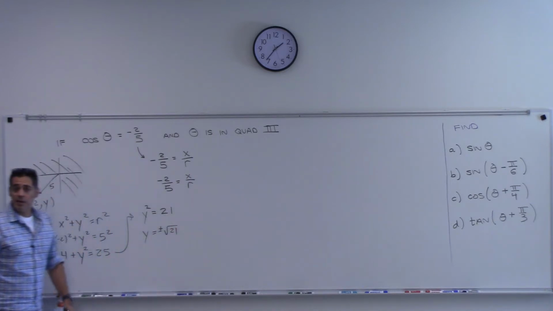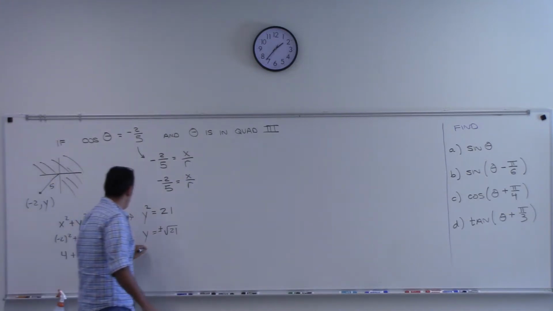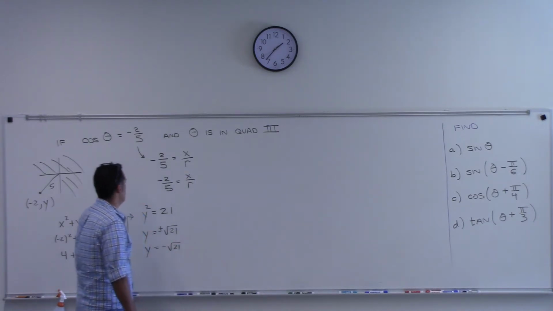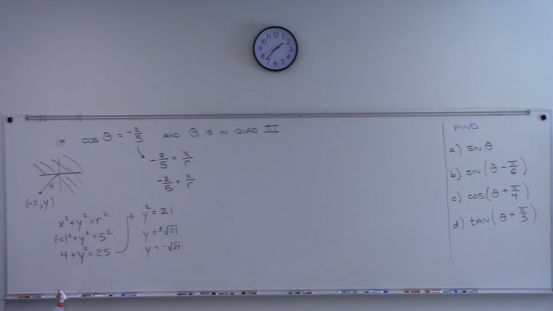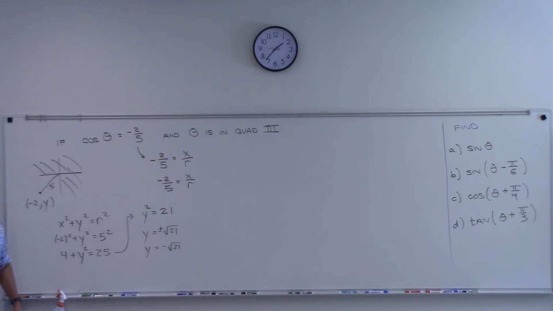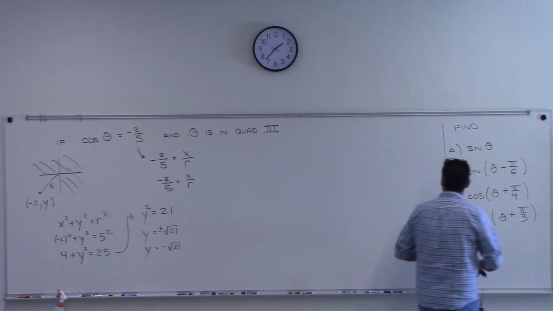And is it plus or minus? Negative, right? Because we are in quadrant 3, and in quadrant 3 your y coordinate has to be negative. So we're going to say y is equal to negative root 21. And now that I have that, I can tell you what sine, cosine, tangent, everything, right? So let's go ahead and put that information down here because we'll probably need it.